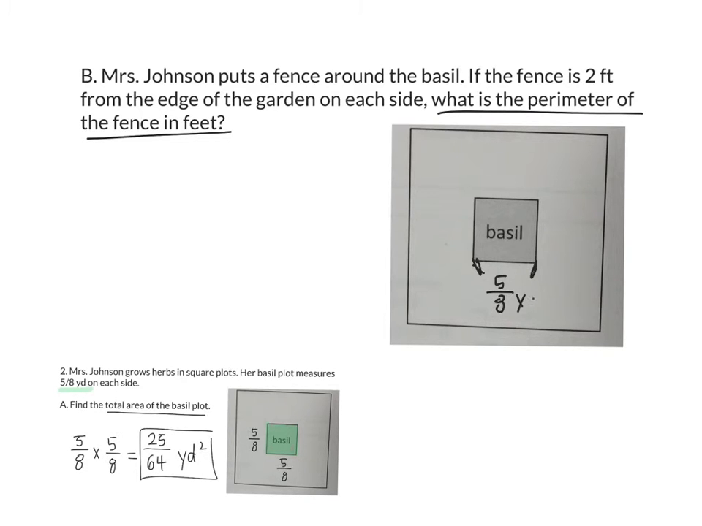5/8 of a yard. We know that from here to here is 2 feet, right? And from here to here is also 2 feet. So in order to find the perimeter, we have to figure out, well, what's the distance from here to here? So is it 2 plus 5/8 plus 2? Go ahead and talk at your table groups.